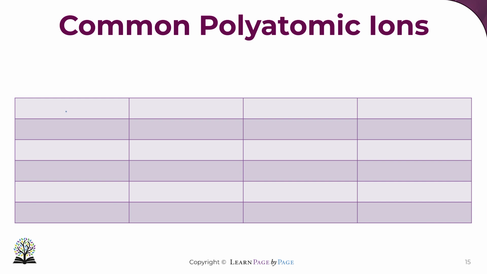We start off with the 1+ ions, and that's ammonium, NH4+. That's the only common positive polyatomic ion you will meet at this level, but it's essential that you do remember that ion. Then we do the 1- ions, and these are the must-know ions. Firstly is the hydroxide ion, OH-, and then the nitrate ion, NO3-.